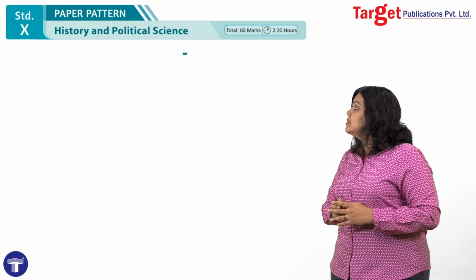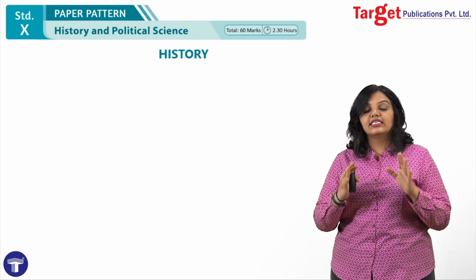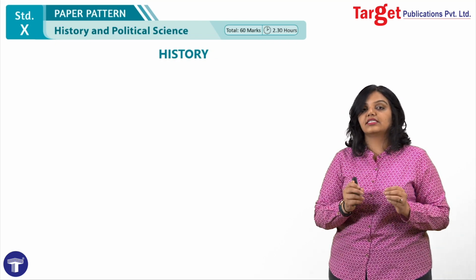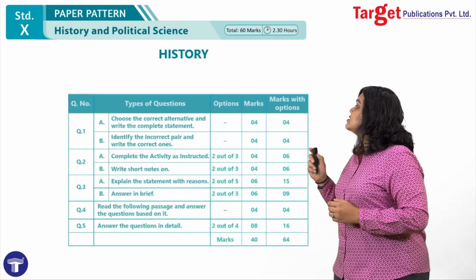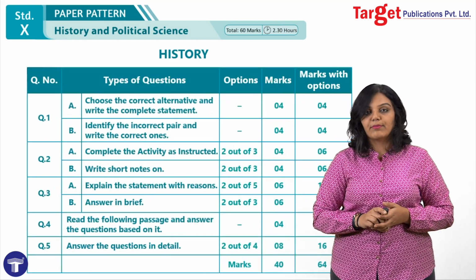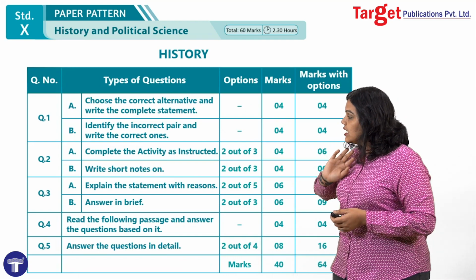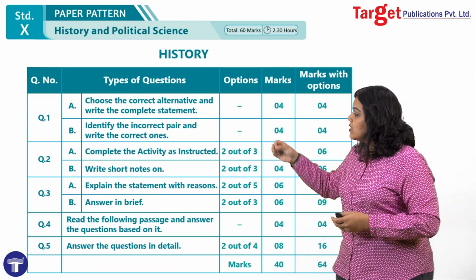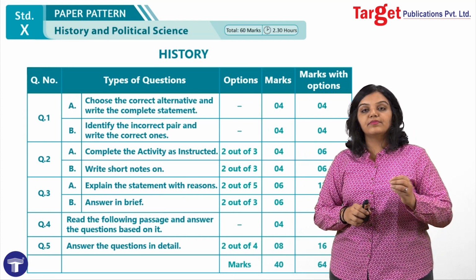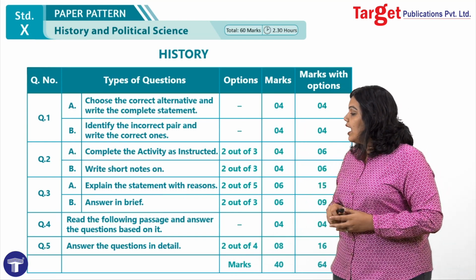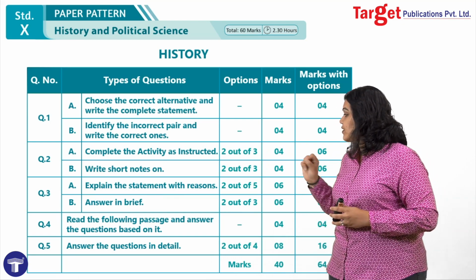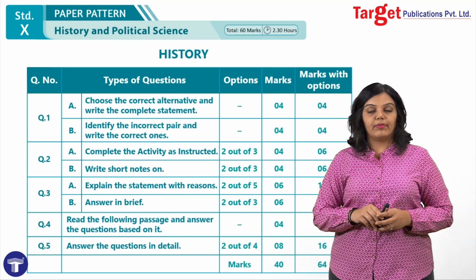The first 40 marks of this paper are dedicated to the history section and the next 20 marks are dedicated to the political science section. Let's first discuss the history section of this paper pattern. As you can see in the history section, overall you will have 5 questions. In the first 3 questions, you have sub-questions of A and B, and question 4 and question 5 are independently also given. Now, this is your overall paper pattern.